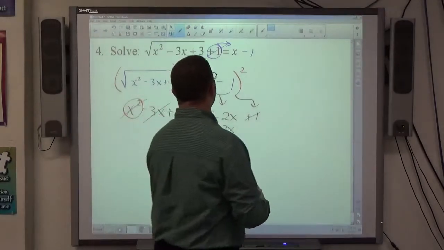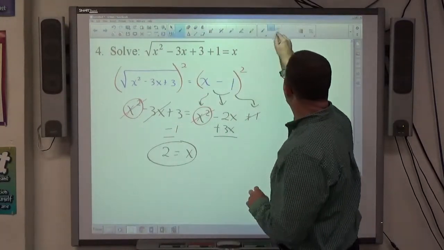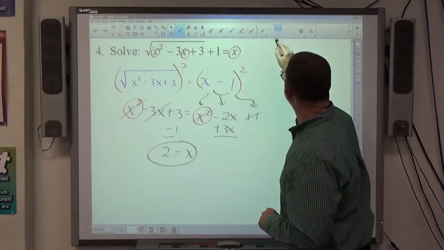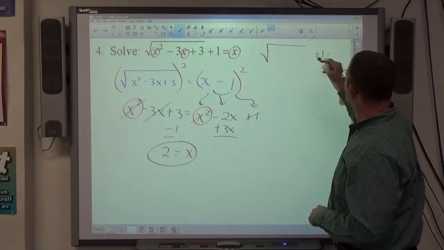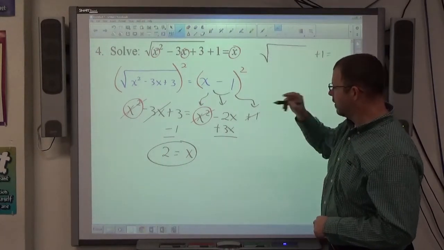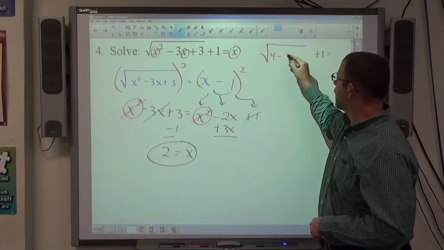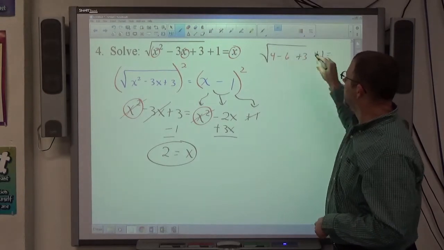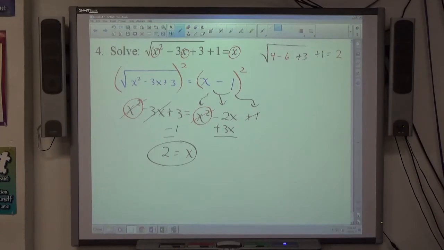Now I have to verify that it actually works. So I go back to the original problem as is. I'm going to change all the x's into the number 2. So x squared is going to be 2 squared, which is 4. Minus 3x is going to be minus 3 times 2, which is minus 6. Plus 3 is supposed to equal x, which is 2. So again, all you have to do is replace all the x's with the number 2.